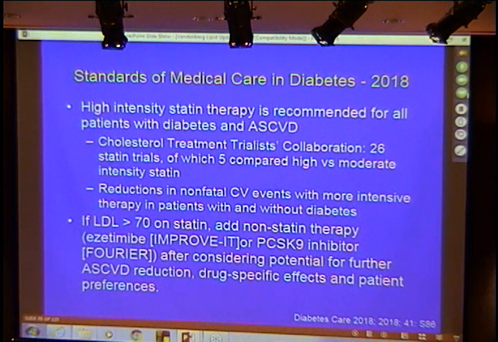For secondary prevention, the ADA in their recent documents suggest high-intensity statin. Again, because they're increased risk. This is also based on a lot of information. The Cholesterol Treatment Trialists' Collaboration every few years redoes their database and basically has very strong evidence of reduction in events.